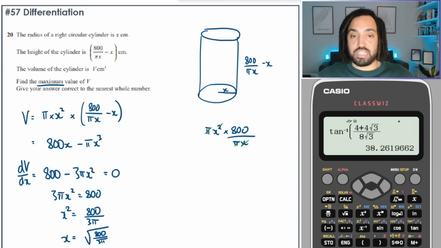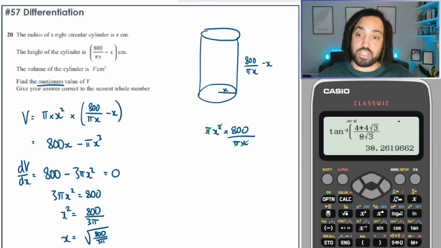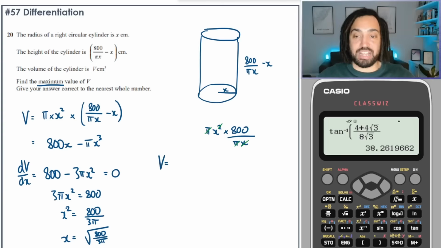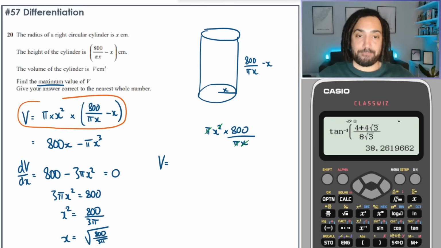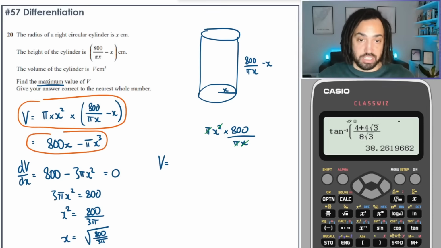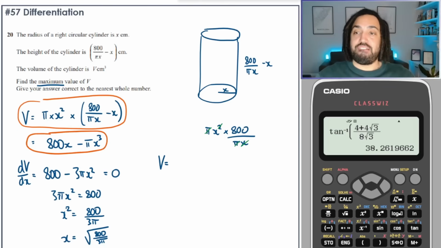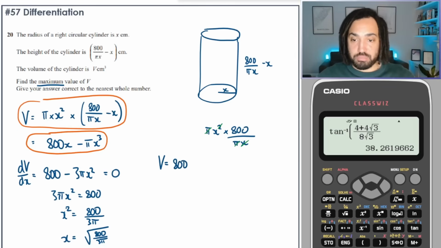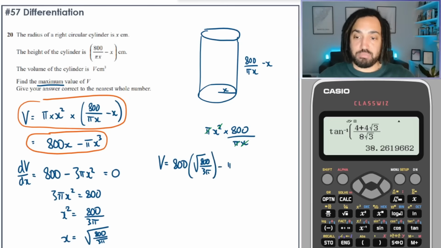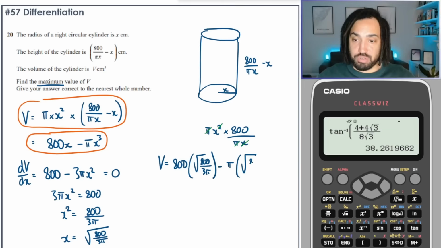We need to find the actual value of V. So the maximum occurs when the x value is that, so we need to sub that back into V. Remember, V was this equation over here, which then got simplified to this, so that's much nicer. Let's use that one. So it's going to be 800 times x, which is root 800 over 3 pi, minus pi times, again, root 800 over 3 pi cubed.